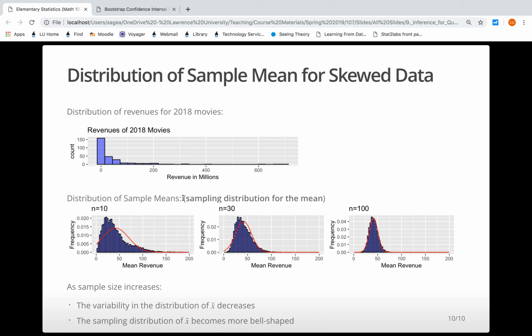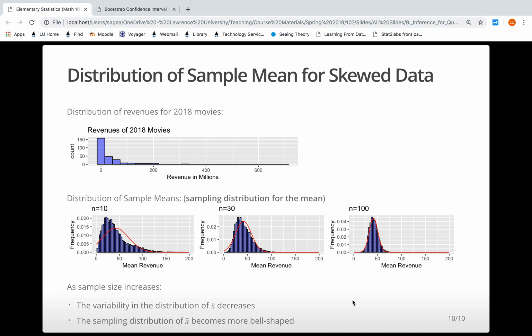a poor fit. Even when we go up to samples of size 30, the symmetric curve doesn't fit very well. By the time we get large samples, size 100 or more, the bell-shaped curve fits pretty well. So when we have heavy skewness in our data, we need very large sample sizes if we're going to use symmetric distributions. To summarize, in situations with right skewness, the variability continues to decrease as the sample size grows, and the sampling distribution becomes more bell-shaped as the sample size increases.